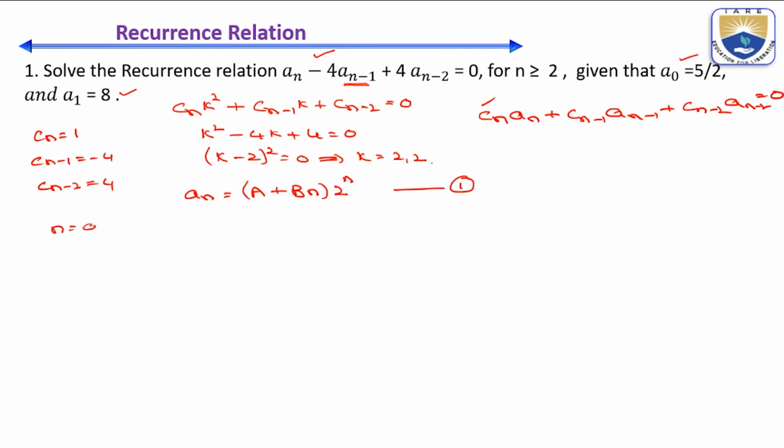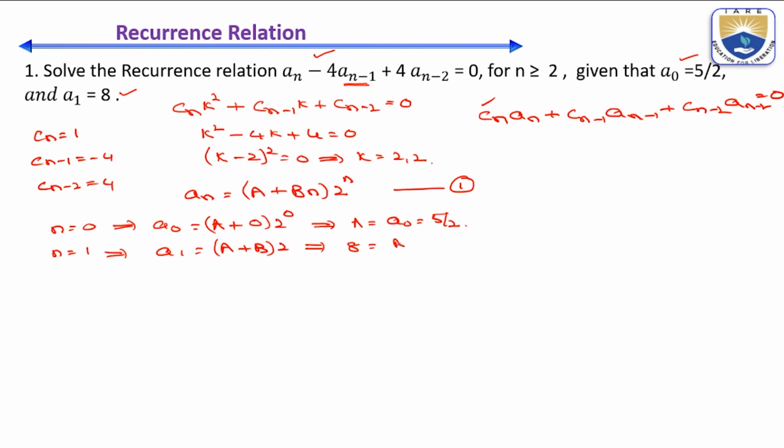For that, if I substitute n = 0, then we have a_0 = A + B·0 times 2^0, which implies A is equal to a_0, and a_0 equals 5/2. Similarly, if I take n = 1, then a_1 = (A + B)·2, and a_1 is nothing but 8, so 8 = 2(A + B)... and with a_0 equal to 5/2, A is equal to 5/2.